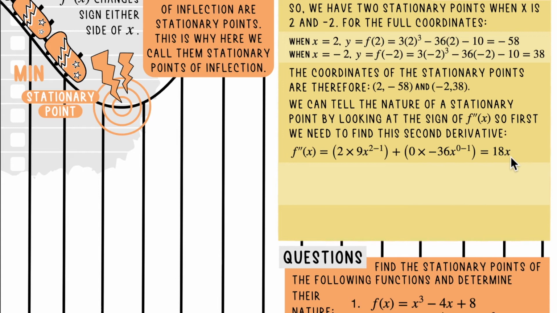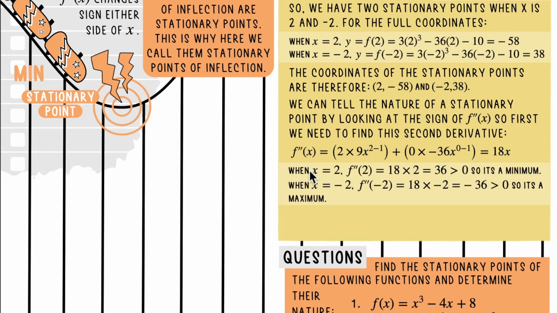So what we need to do is, in order to determine the nature of these stationary points, we need to put in our values of x again into the second derivative and see what the sign of the second derivative is. So when x is equal to 2, the second derivative is 18 times 2, which is 36, which is greater than 0. Therefore, this stationary point must be a minimum, i.e.